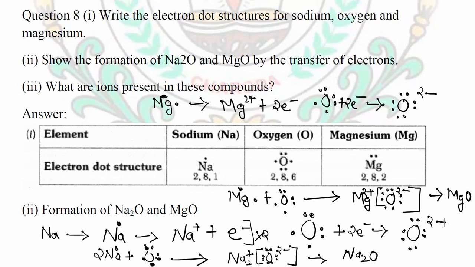So this is the answer for question number 2. Lastly, what are the ions present in these compounds? In the case of magnesium oxide, magnesium cation and oxygen anion are there, and in the case of sodium oxide, sodium cation and oxygen anion are present. So this is the answer for our question.